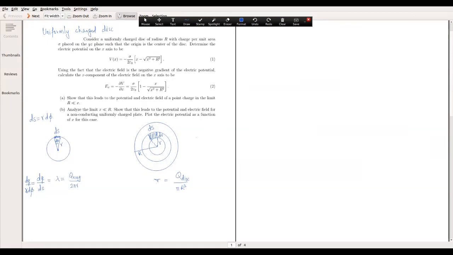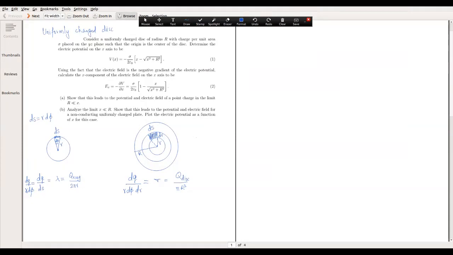But the area of the disk is pi R squared, so the total charge on the disk divided by the area is charge per unit area. If it's a uniformly charged disk, then it doesn't matter which area we are talking about. We can also talk about the shaded region, and there we say this is dq again over charge over area, where area is now r times d phi, that's your ds times dr. These two give us the connection.